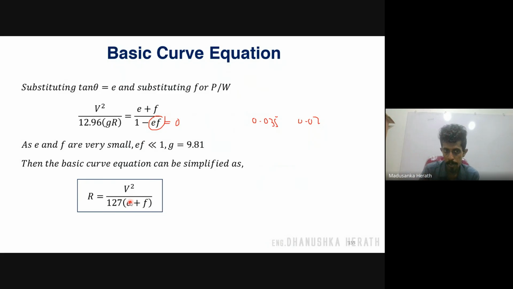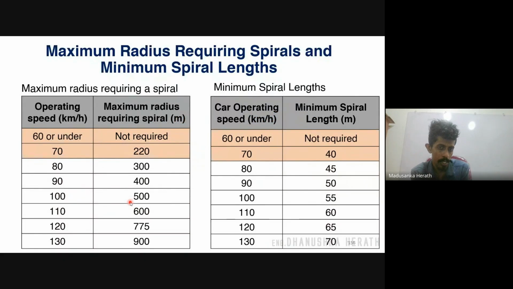So we'll see an example. Before moving to the example, there are some maximum radius requiring spirals. That means if the speed is less than 60, no need to have a spiral curve. If the speed is 70 kilometers per hour, then we need to have a spiral of 220 meters. So likewise, depending on the operating speed, there are different maximum spiral radius values, and also a minimum spiral length. So those are several values.